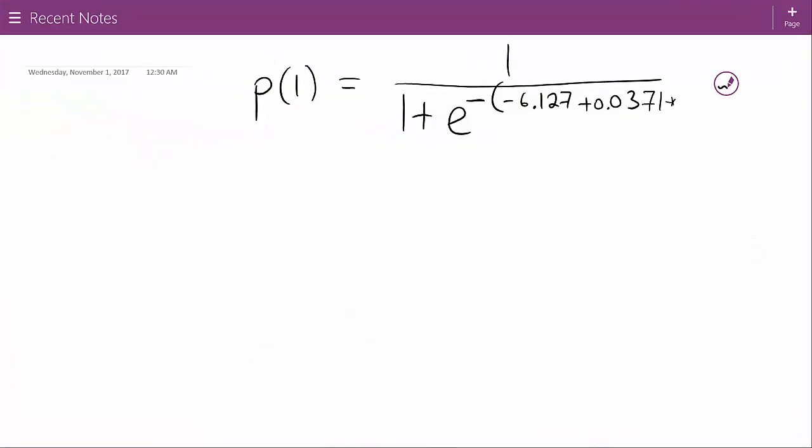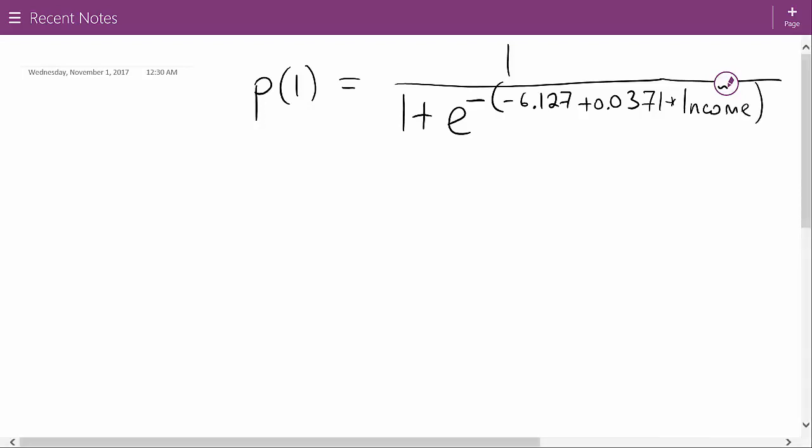0.0371, and I have to multiply it by the income level. Okay, so if I do these computations, then the model will basically tell me what's the probability. And after that, I need still to classify this observation. Right. So let's run a couple of examples.